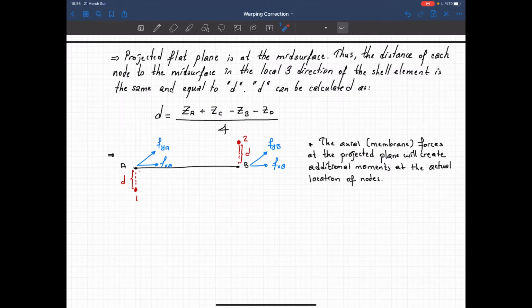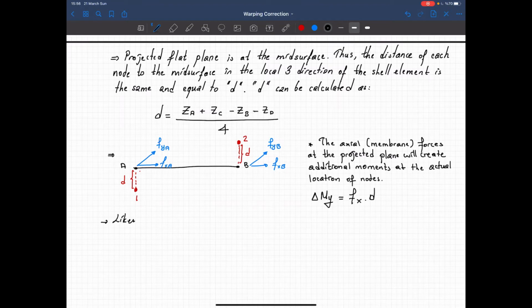You can write this relationship in terms of displacements, or you can write this relationship in terms of forces. Now here I will just write it in terms of forces. Then delta my, the additional force due to this eccentricity, will be equal to the force in the x direction multiplied with the magnitude of the eccentricity, which is equal to d. So you can do the same thing.